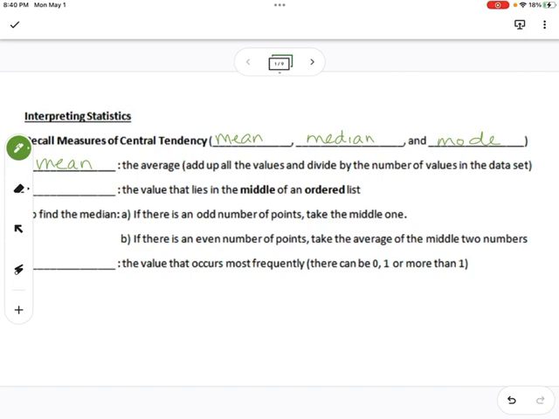Okay. The next definition, the value that lies in the middle of an ordered list. So this is putting the numbers from lowest to highest and then finding the middle number. That number is our median.